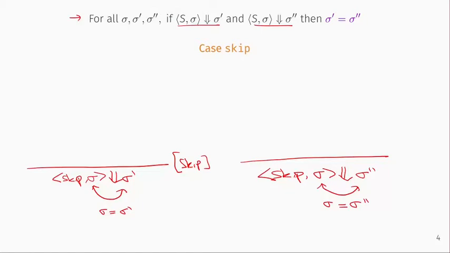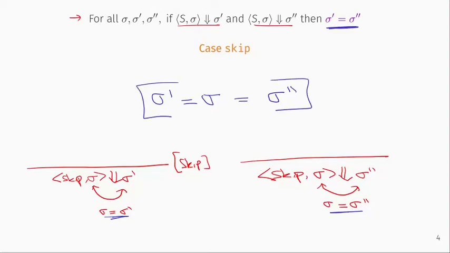So we have on the one hand that sigma prime equals sigma, which is what we have here, and on the other hand, this means that sigma second equals sigma. So what we have is sigma prime equals sigma second. That is what we wanted to prove. The case for an assignment is very similar, and that is why it's omitted here.